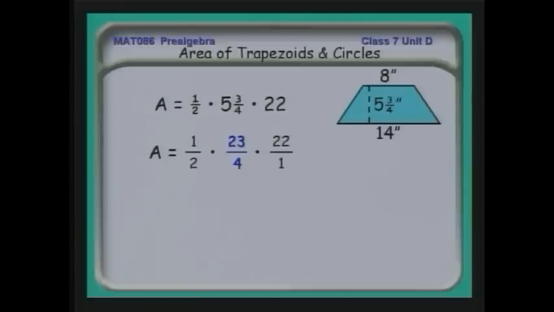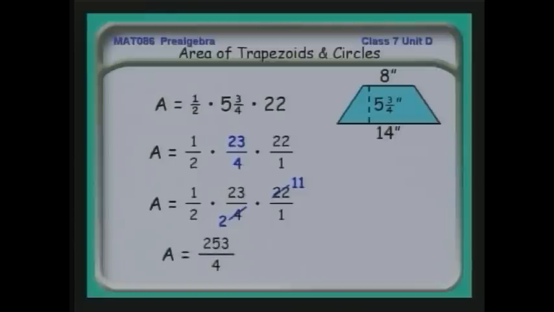Now, if I look through this and see if I can spot any common factors, well, I see there are some factors of 2 floating around. I can divide that 22 by 2 and the 4 by 2, and that looks about as far as I can go now. Multiplying across numerator and denominator gives me that the area is equal to 253 over 4. Changing that to a mixed number, I find that the area of that trapezoid is 63 1/4 square inches.